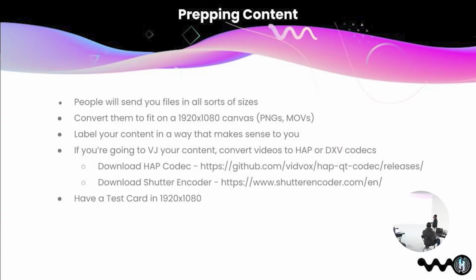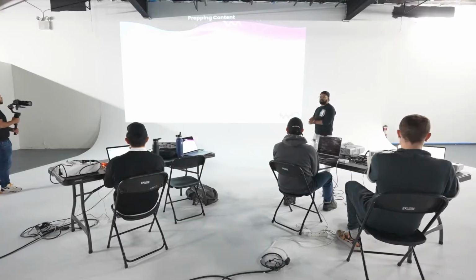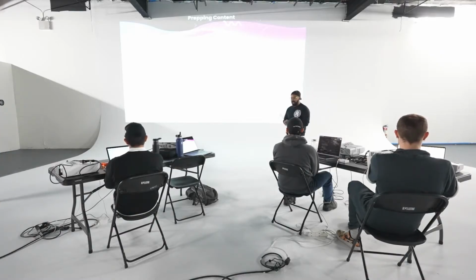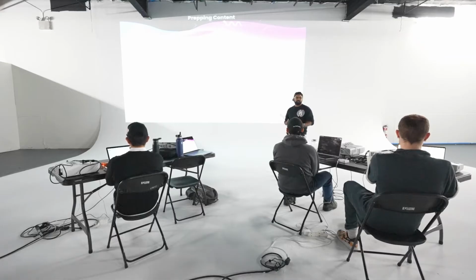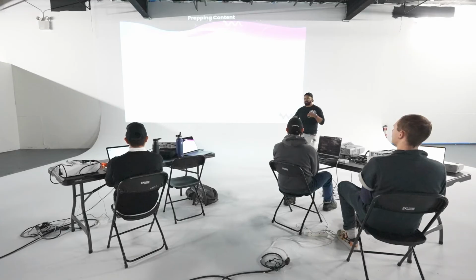And now, okay, if you're going to VJ your content, you got to convert your content to HAP or DXV codecs. Now, what does this mean? HAP or DXV are codecs that let you scrub through video easier. So if we're talking about VJing, we're gonna play the video, we're gonna scrub through the video, make it faster, make it slower. We're going to skip ahead.